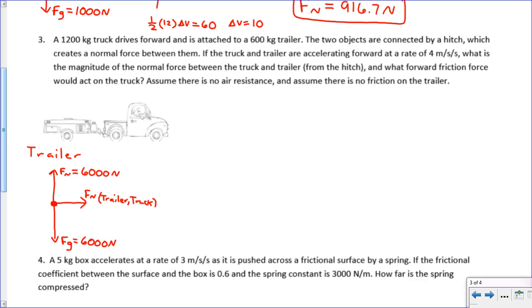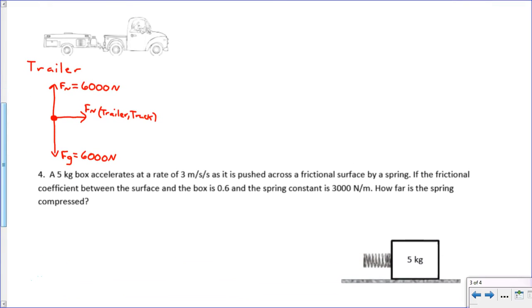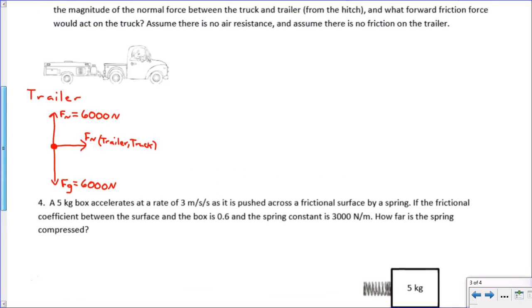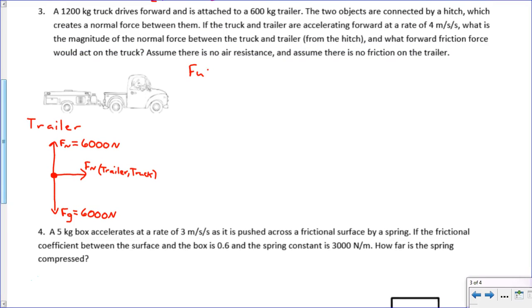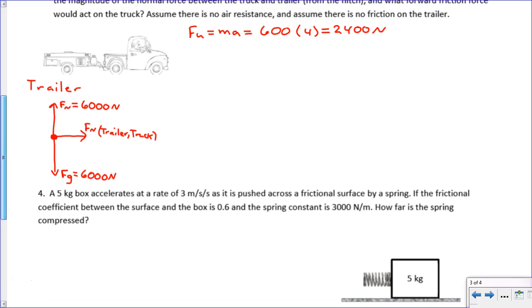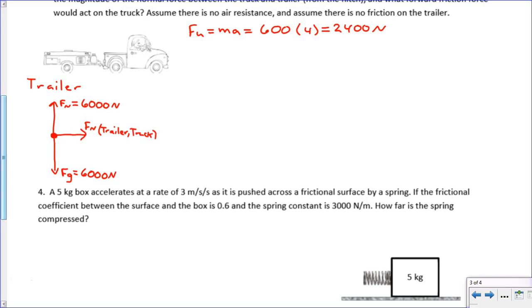The way we figure this out is because we know the trailer is accelerating, and we know its acceleration and its mass, so we can do Fu equals ma for the trailer. We get 600 times 4, which is 2,400 newtons, unbalanced. If we look back at the trailer diagram, the only unbalanced force is that normal force going to the right, so it takes on the entire 2,400 newtons.